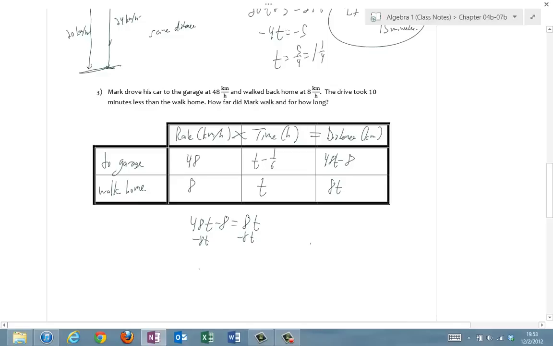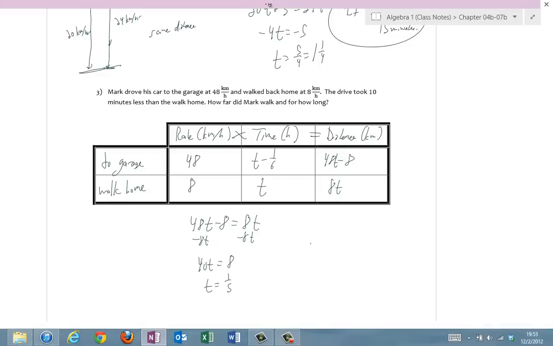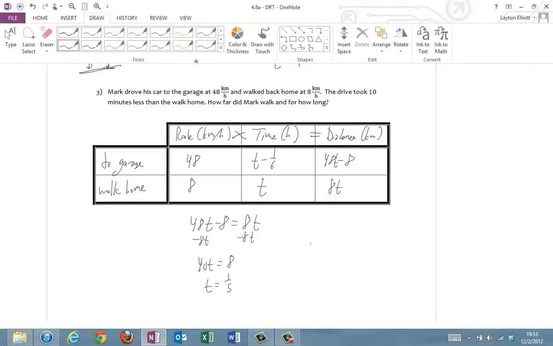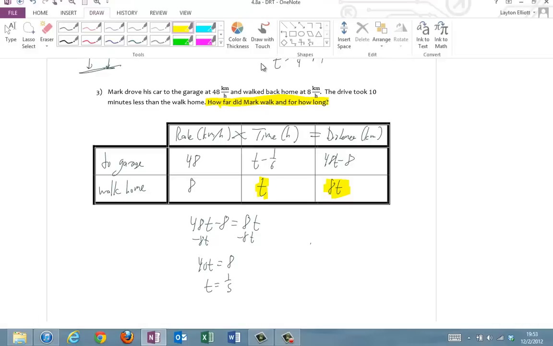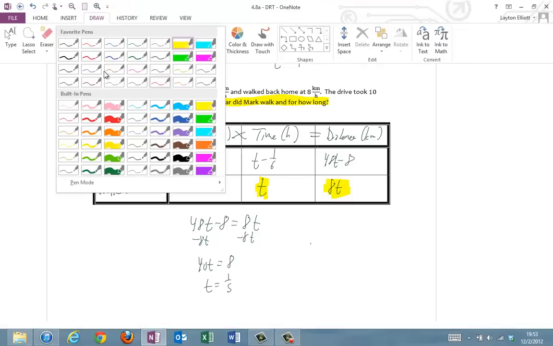Subtract 8t, and I get 40t is equal to, add 8, get 8. So t is equal to 1/5. 1/5 of an hour, well, we know what that is. That's 12 minutes, but let's get down to what the question's asking. It wants to know, if I can be allowed to sneak a highlight in. Yes, you can. It wants to know how far did Mark walk and for how long. So it does want to know the t part. So we didn't completely waste our time in figuring out what the t is. We just had to apply it.